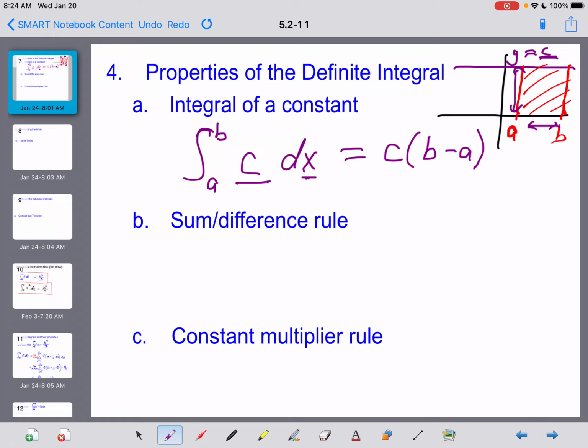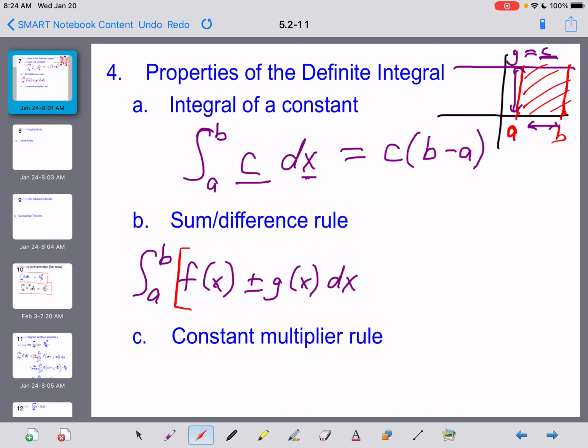All right, the sum and difference rule is another one of these that's pretty intuitive. The definite integral from a to b of either the sum or the difference of two different functions, f of x plus or minus another function, g of x, taken with respect to x. To indicate that we are integrating the entire sum or difference of those two functions, it certainly would not be a bad idea to use brackets or parentheses or some type of grouping symbol around f of x plus or minus g of x.